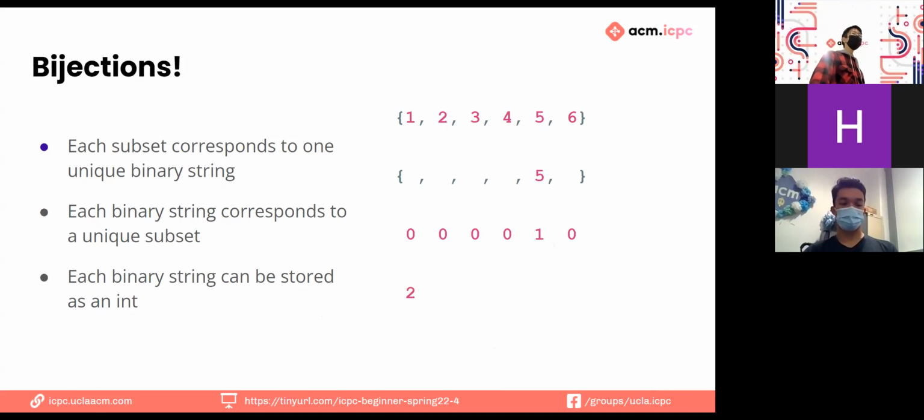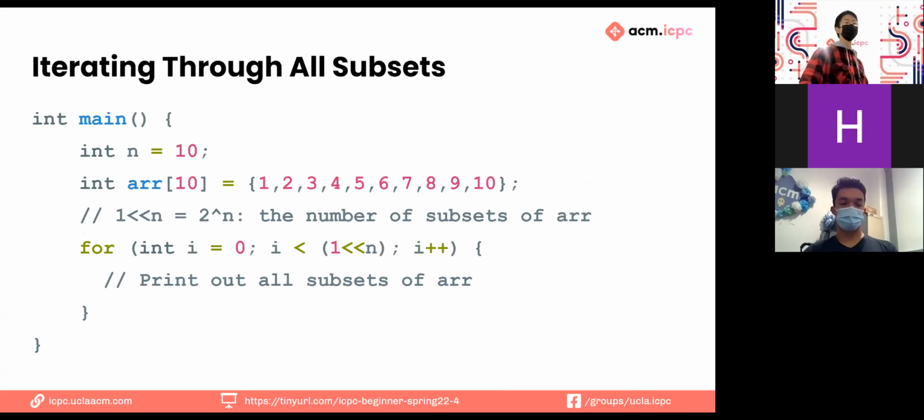So the fundamental idea behind these operations, like what we did with subsets, is that each subset corresponds to one unique binary string. If a particular element is in the subset, we have a 1 bit. If a particular element is not in the subset, then it's a 0 bit. And vice versa, each binary string corresponds to a unique subset. In math, we call this a bijection. And conveniently, each binary string can also be stored as an int. So using these properties, we can come up with an algorithm that helps us iterate through all subsets of a set.